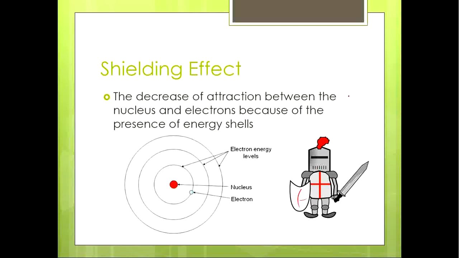Remember that there is an attraction between the electrons that are negative and the nucleus that is positive, because the protons are in the nucleus. Now, the more energy levels or energy shells you have, think of that as an increase in the amount of shields between the nucleus and the valence electrons.